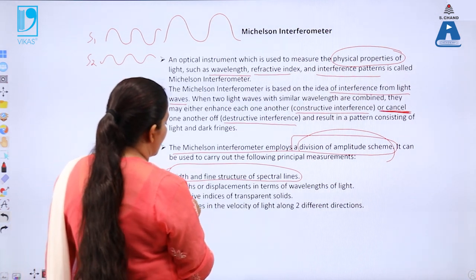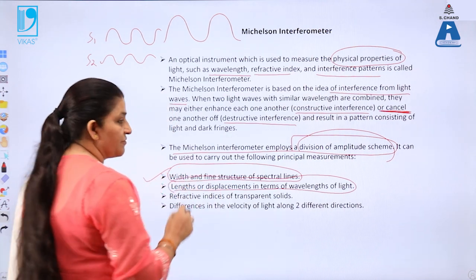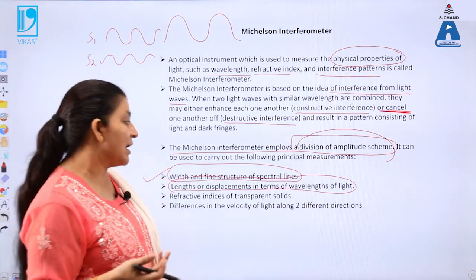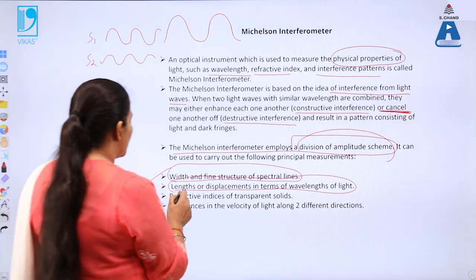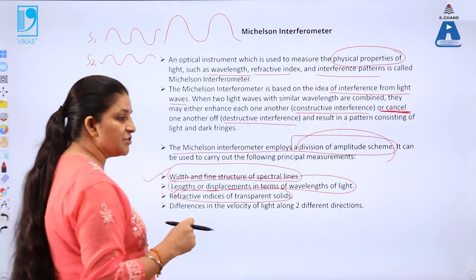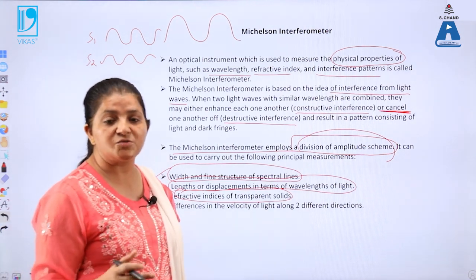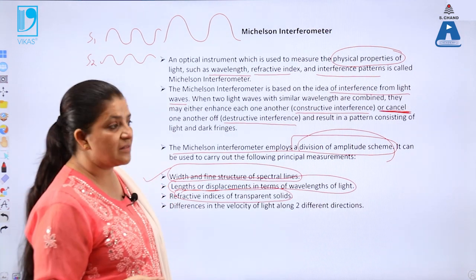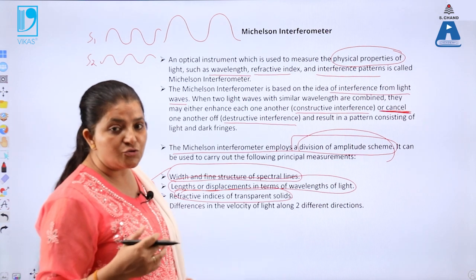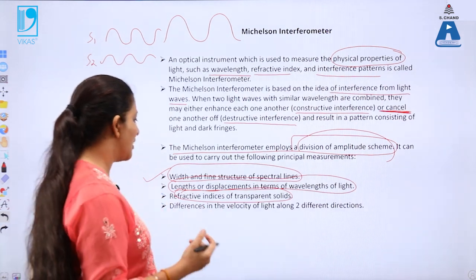Second one, the length or displacement in terms of wavelength. That means the path difference between the maxima and the minima can be calculated in this case. Third one is the refractive index of the material. That means the material which is used, or through which the light passes and the interference pattern takes place, whether a medium is used or the experiment is done in air. According to that, the refractive index of the material can be calculated.